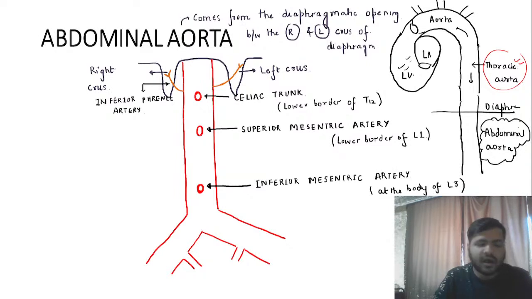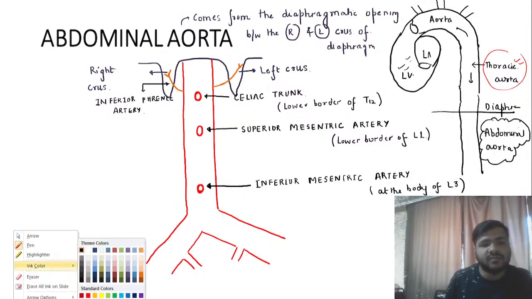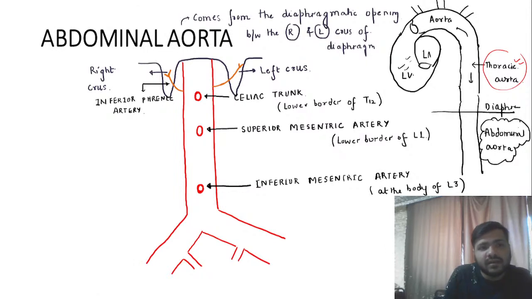Inferior phrenic artery. Now phrenic मतलब ही diaphragm है, तो ये diaphragm को सप्लाई करेगी, plus it will also supply the lower end of the esophagus. तो ये शॉर्ट में यहाँ पे आपको लिख लेना है कि this inferior phrenic artery, it supplies the diaphragm plus lower end of esophagus.